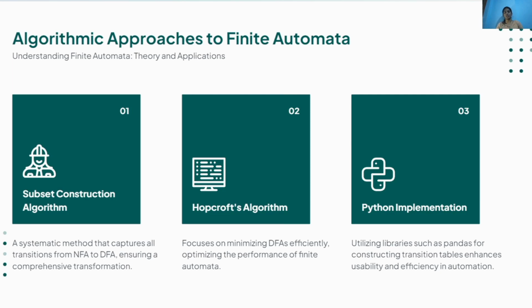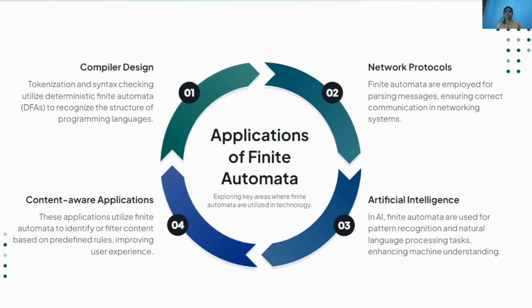The subset construction algorithm is a systematic method that captures all transitions from NFA to DFA, ensuring a comprehensive transformation. Hopcroft's algorithm focuses on minimizing DFAs efficiently, optimizing the performance of finite automata. Next, we have Python implementation, utilizing libraries such as pandas for constructing transition tables, enhancing usability and efficiency in automata.